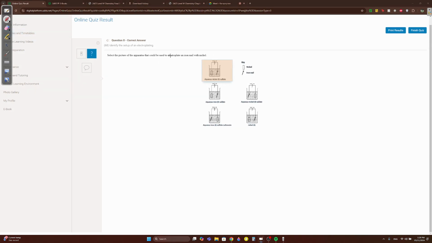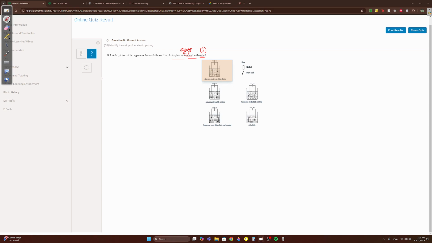Question 8. Which one can we use to electroplate an iron nail with nickel? If you're electroplating the iron nail, that means it should be the cathode. That means it should be the negative side of the battery, and nickel should be at the positive side. You should also know that when you're electroplating, it should be dipped in a solution containing the thing you want to electroplate it with. Since we want to plate it with nickel, not iron, the solution should contain nickel.